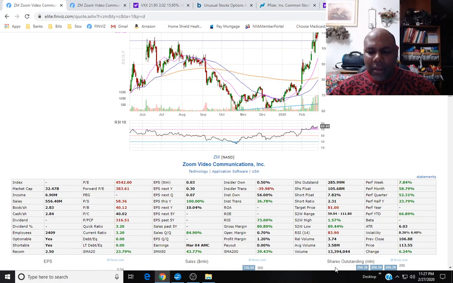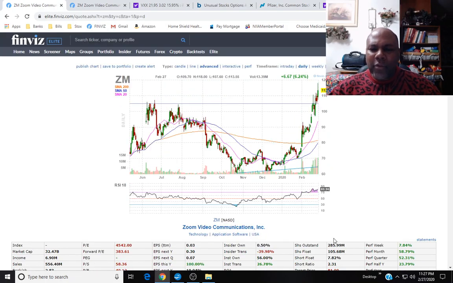And if you see, once again, the average volume is 3.58 million. Today's volume was over 13 million. So that's more than 3 times the average volume that went into this stock today. So I would keep an eye on this stock as something that you can potentially trade for tomorrow.